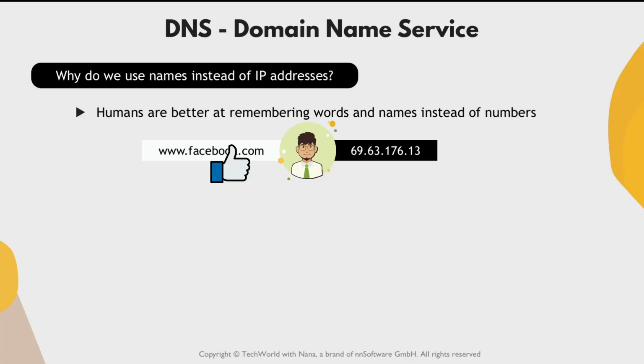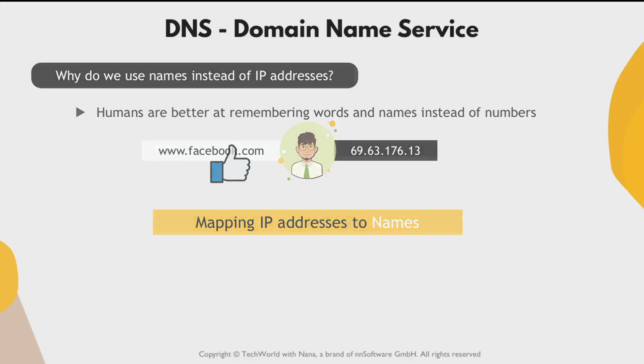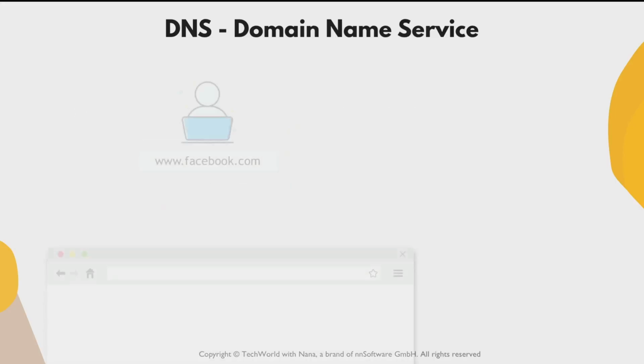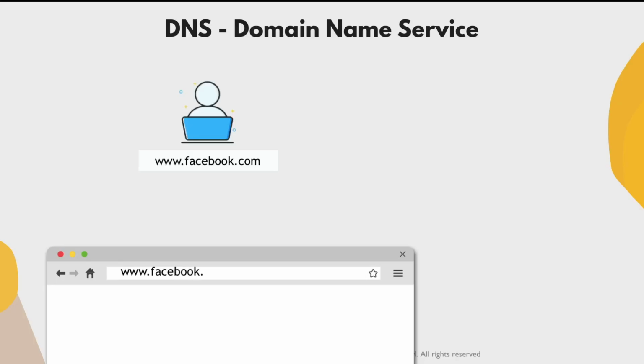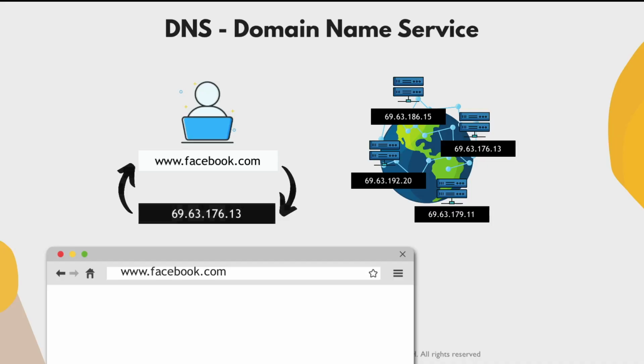So to make using the web easier for humans, the concept of mapping the IP addresses to names was introduced. So we access every application by typing the name. But the network, as we saw, doesn't understand the names, it understands numbers and IP addresses. So under the hood, that name gets translated into the actual IP address where that application is running, which your computer can then send the request to.